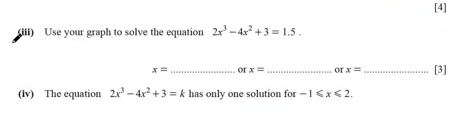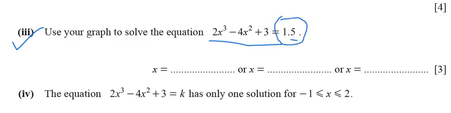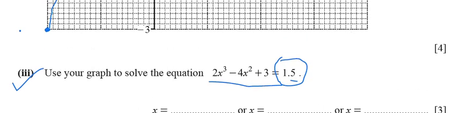Now there is a third part, which is: use your graph to solve this equation, which is equal to 1.5. So see here, this is nothing but y = 2x³ − 4x² + 3. So now what is y given over here? 1.5. So on your graph we have to see where y is equal to 1.5. So this is the graph, and this is y equal to 1, y equal to 2, and y equal to 1.5 will be this point.